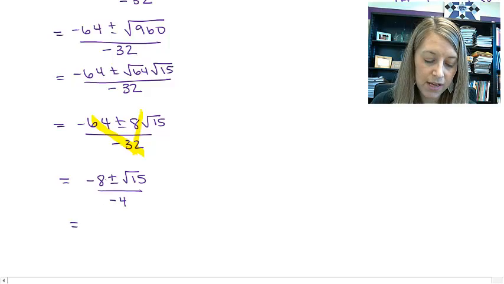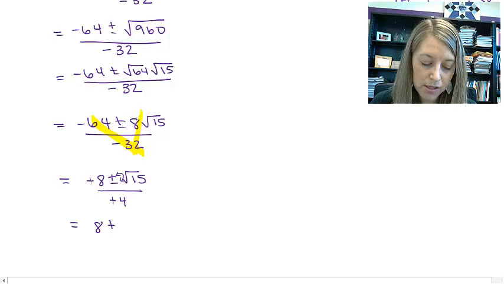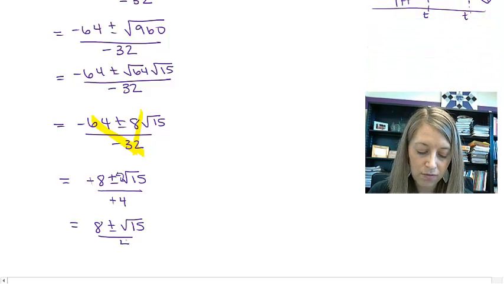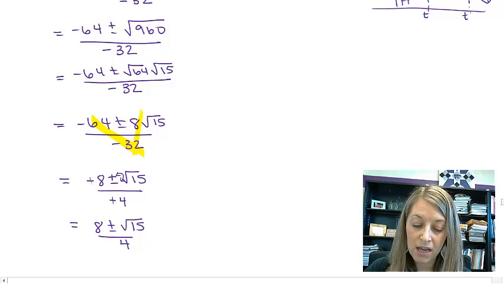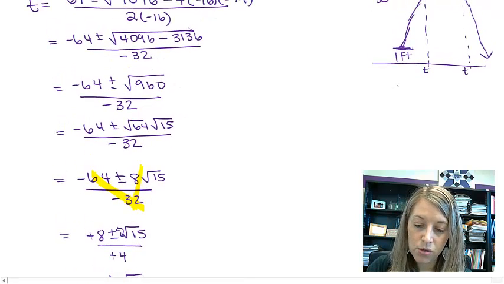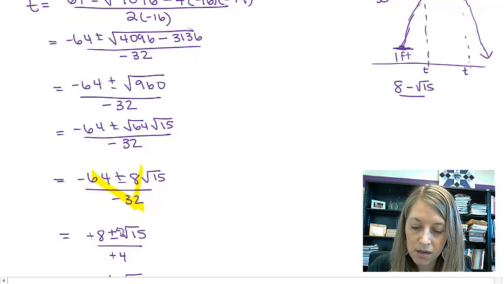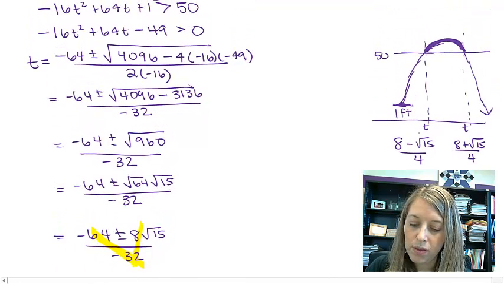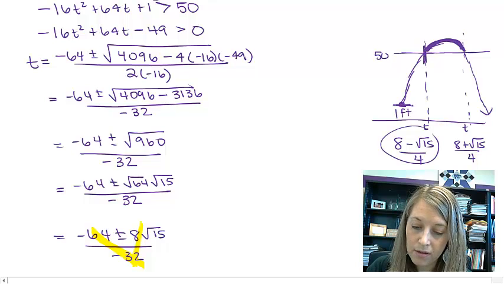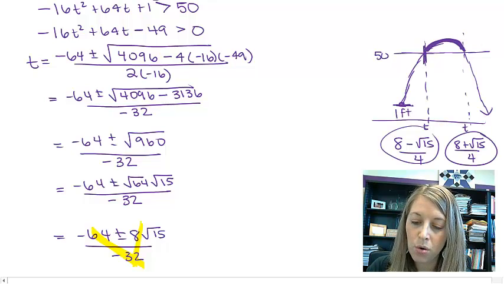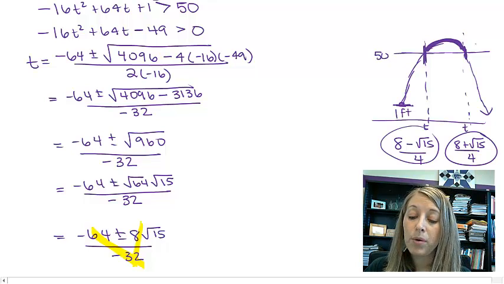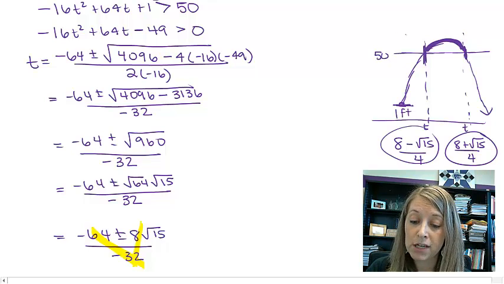I can also simplify some of my negatives here. So I can cancel these out, and really that cancels these, but it just flip-flops them. So that gives me 8 plus or minus root 15 over 4. So that's going to be my dividing values here. My left-hand value is going to be 8 minus root 15 over 4, and my right-hand value here is going to be 8 plus root 15 over 4. And so this is where it goes above my 50 feet, and this is where it starts to go below my 50 feet.